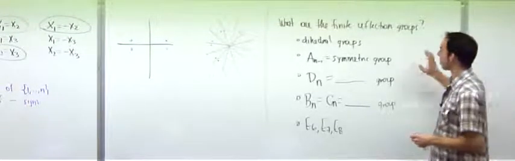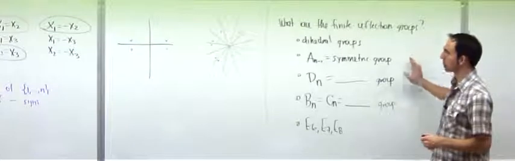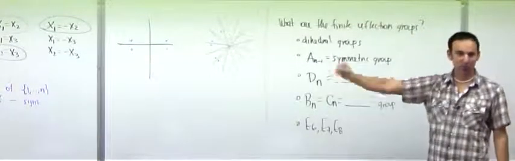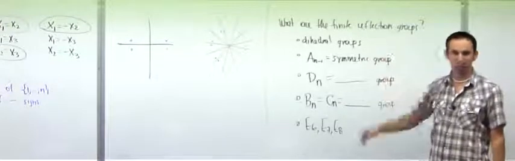Anyway, so the point is that these are nice finite reflection groups. They have very nice hyperplane arrangements, and we're going to compute them. That's what we're going to do.